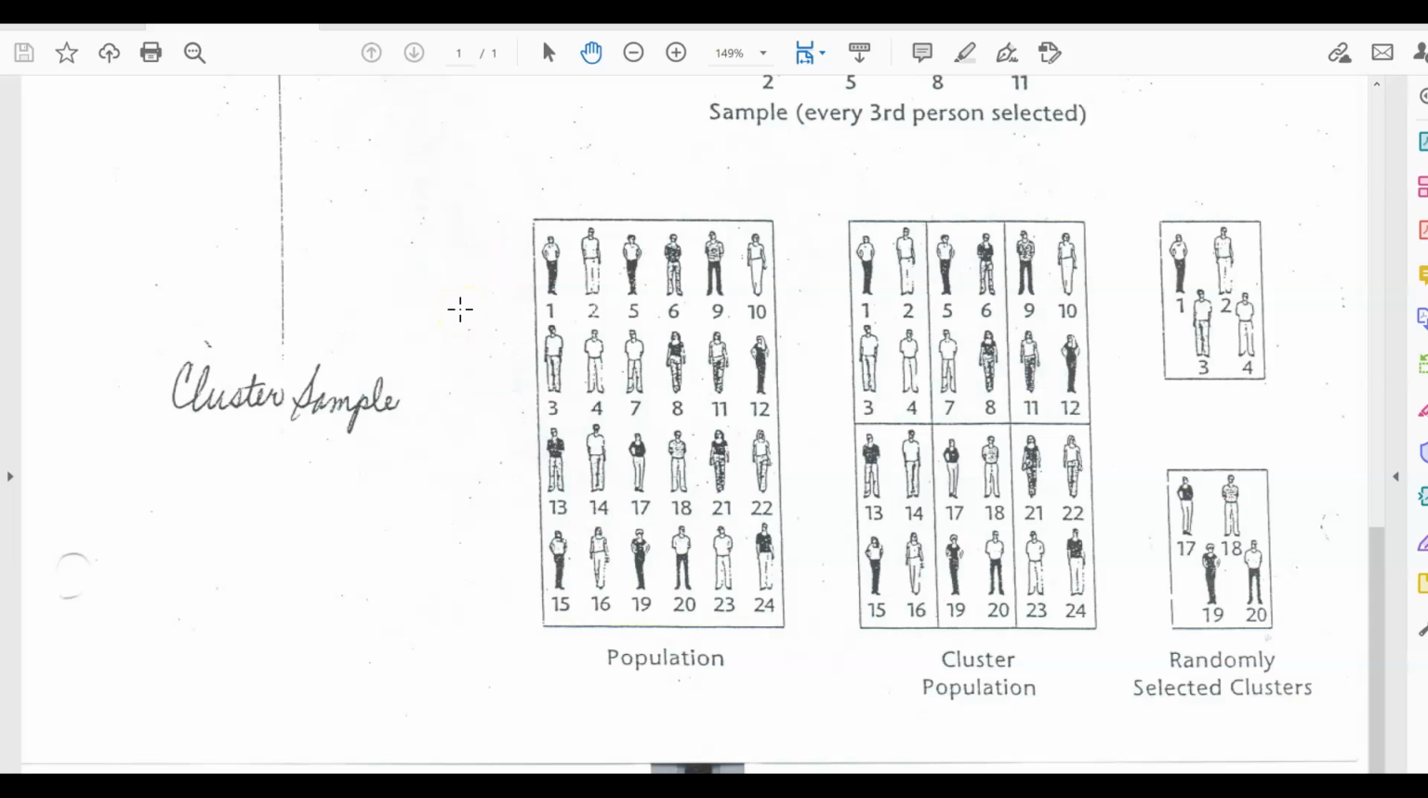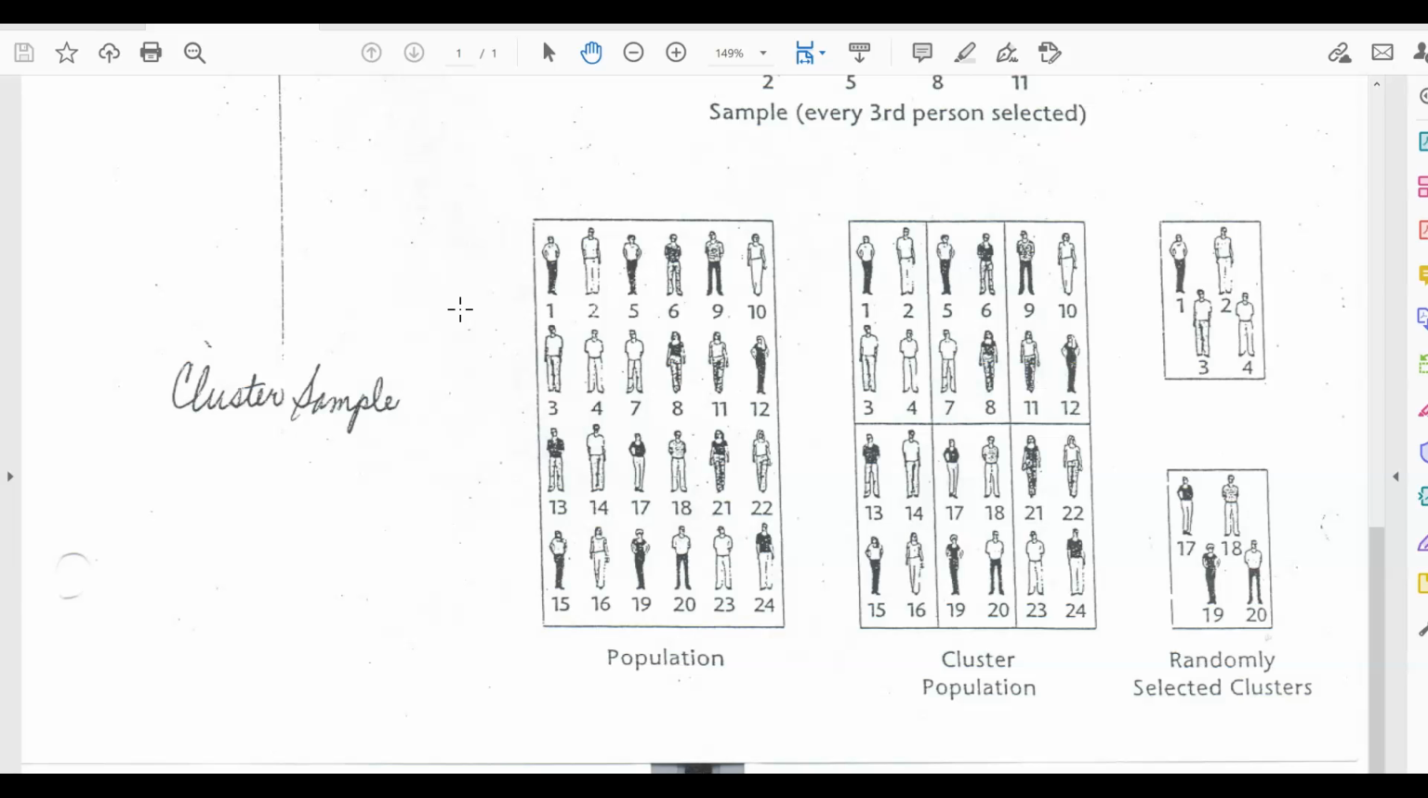The cluster sample would be different this way. If we divided the population into freshmen, sophomores, juniors, and seniors, then I would randomly select two of those, or three of those. I would randomly select the freshmen and the seniors, and then I would sample everyone. So hopefully you see the difference. Instead of having four different samples, I would only take a couple of clusters, but then I would get everyone in the cluster. Freshman, sophomore, junior, senior, probably not a great example of that.